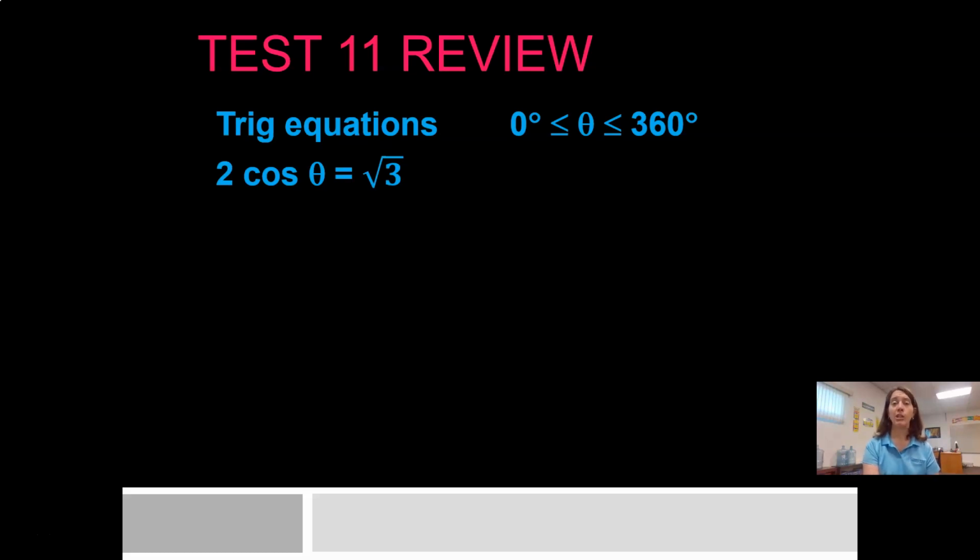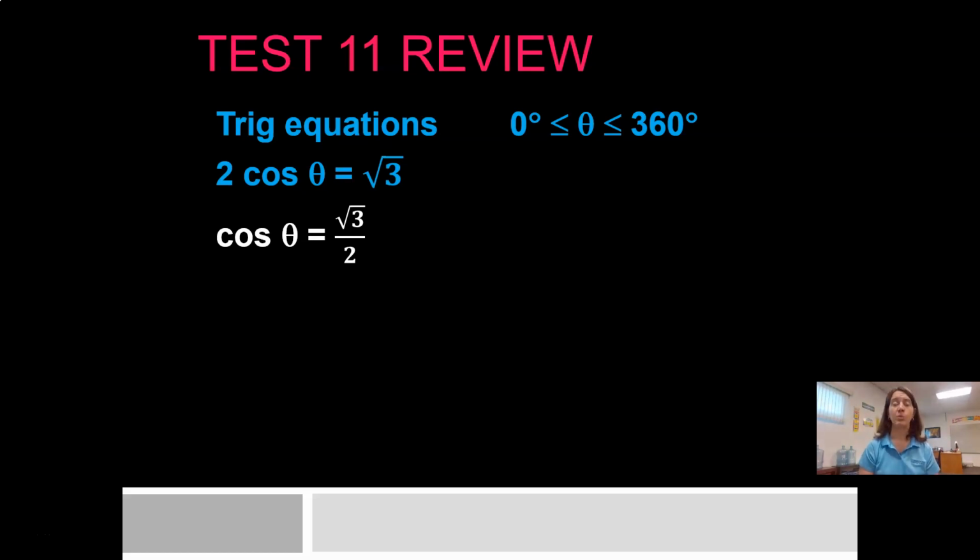The first thing that you'll want to do on any of these questions is to make sure that your trig ratio is isolated. That is not the case on this question. I need to get rid of that 2 that's in the front, so I'm going to divide by 2. So now I have cosine theta is equal to square root 3 over 2.